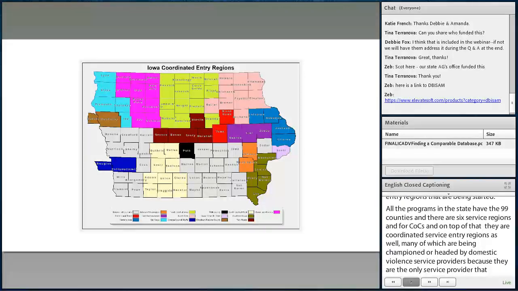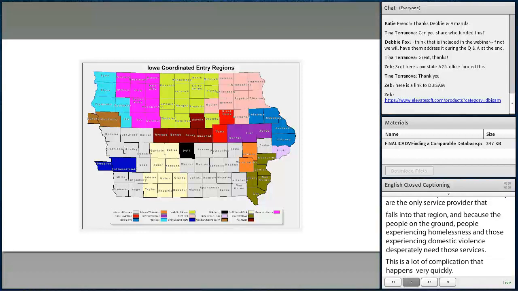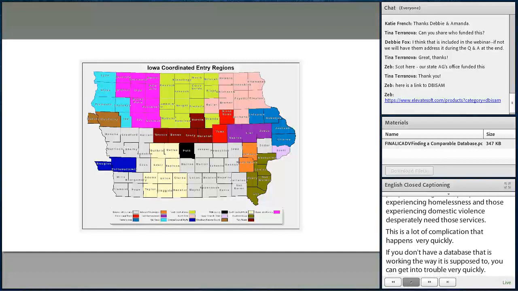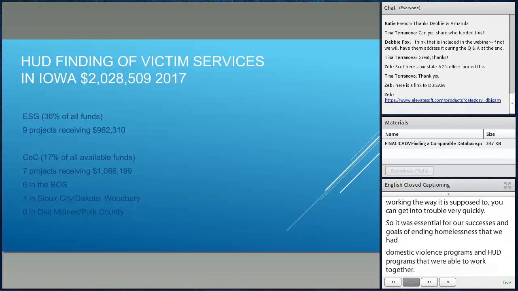But this is a lot of complication that happens very quickly, and if you don't have a database that's working the way it's supposed to, you can get into trouble very quickly. So it was essential for our successes and goals of ending homelessness that we had domestic violence programs and HUD programs that were able to work together. And we have worked together and been very successful in our work together.